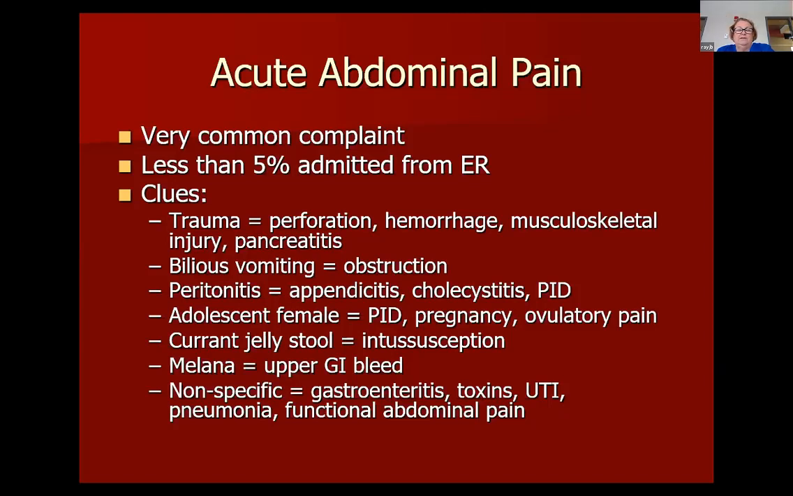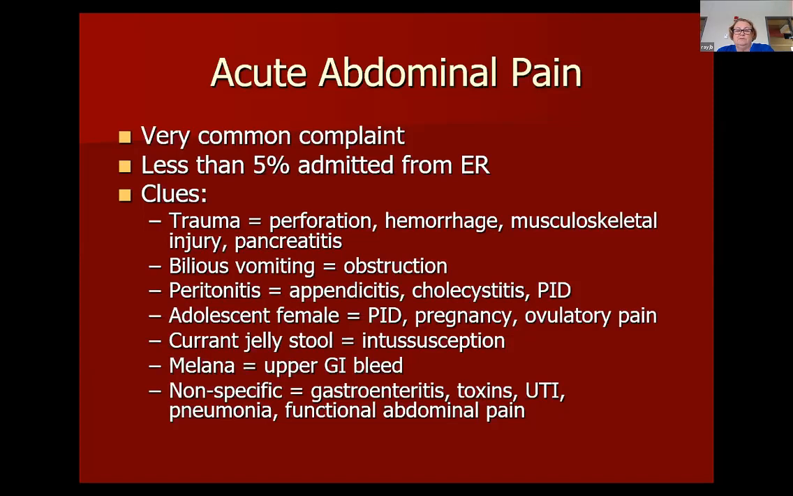So obviously, if there's trauma associated, in children, one of the most common things we see are seatbelt injuries causing abdominal pain. But if it's some other type of trauma, you worry about an intestinal perforation. Obviously, if they unfortunately have been shot, stabbed, whatever, hemorrhage related, musculoskeletal injury of some type, and then acute pancreatitis. We've got a slide about that in a little bit, but those kids do present really feeling poorly.